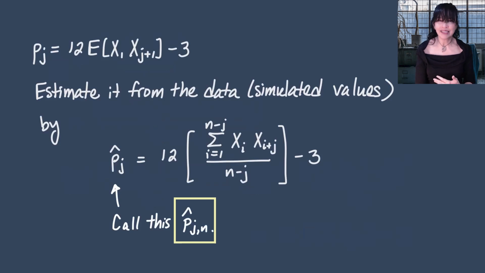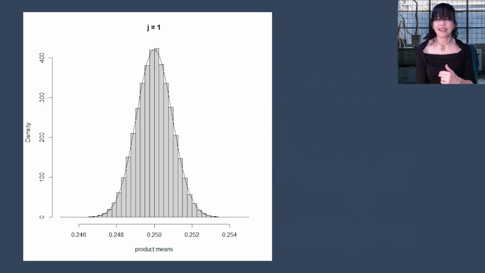But because we're in a simulation class, let's actually look at some simulated values. I simulated 100,000 values for my random number generator in R, and I computed this when j equals 1, and I got a number. That one number has no distribution. So I simulated a new 100,000 values and did it all over again, and I got another estimated lag 1 autocorrelation. And I did that all over again. I actually did it 100,000 times, and I made this histogram.